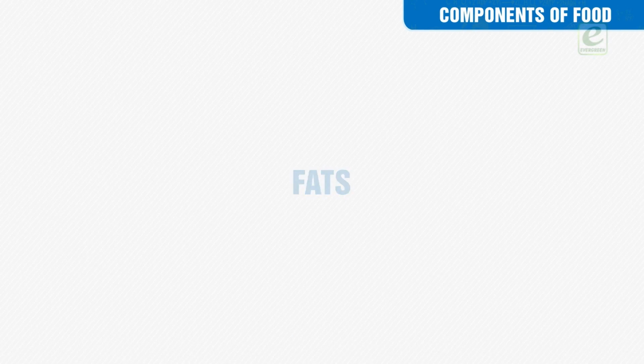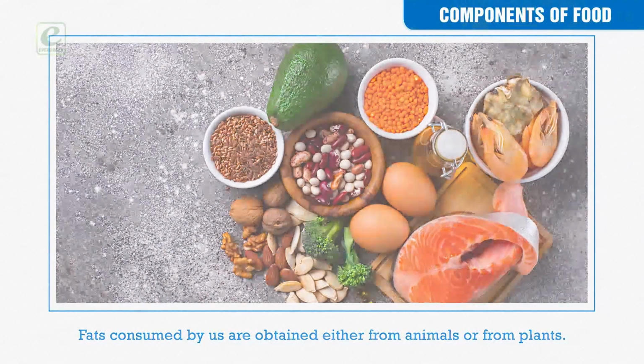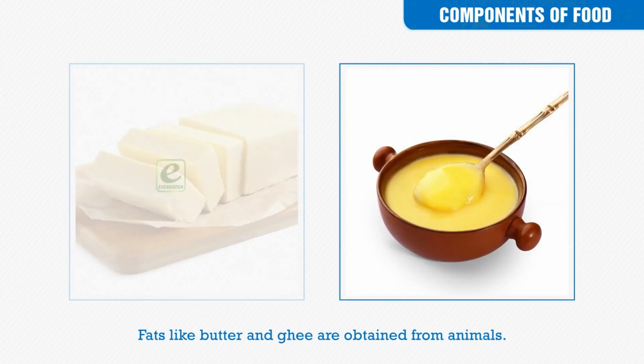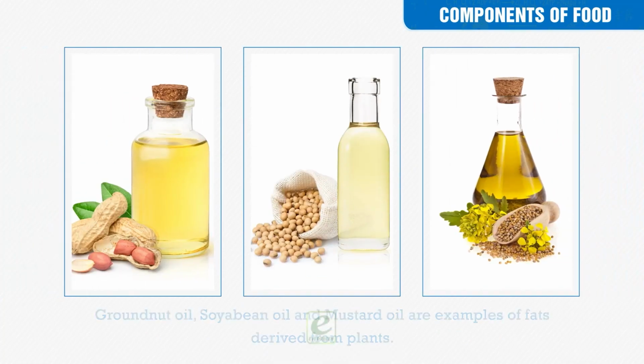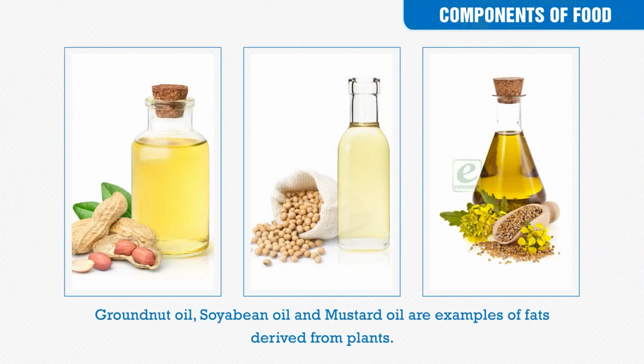Fats. Fats consumed by us are obtained either from animals or from plants. Fats like butter and ghee are obtained from animals. Groundnut oil, soya bean oil, and mustard oil are examples of fats derived from plants.